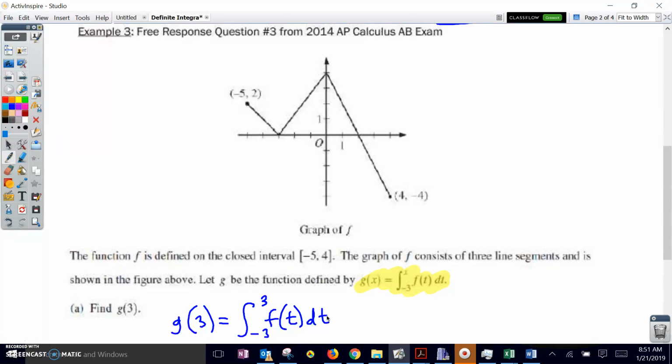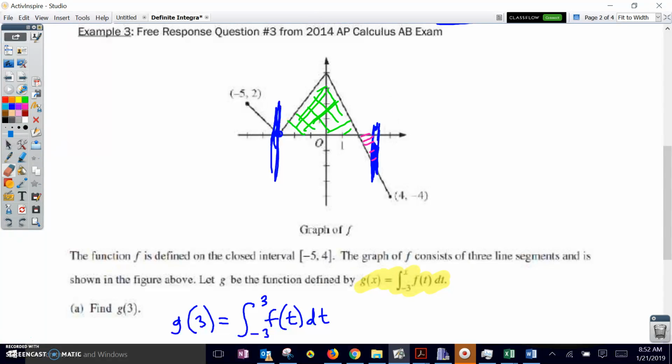And so it's going to be based off of the area between this curve that we're presented and the axis, from -3, which is at this point right here, to +3, which is at this point right here. To find the value of that integral, we're going to take all of the area above the axis and count that as positive value towards the integral. And we're going to take all of the area below the axis and count that as negative on the interval.